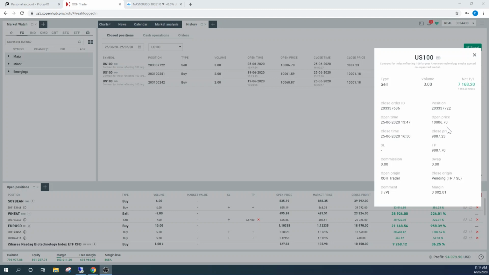Open price 10,006, and the close price approximately 9,888. The net income which I made was 7,168 from the 3 lots. It's about 60 units of Nasdaq. So you can see how it works.